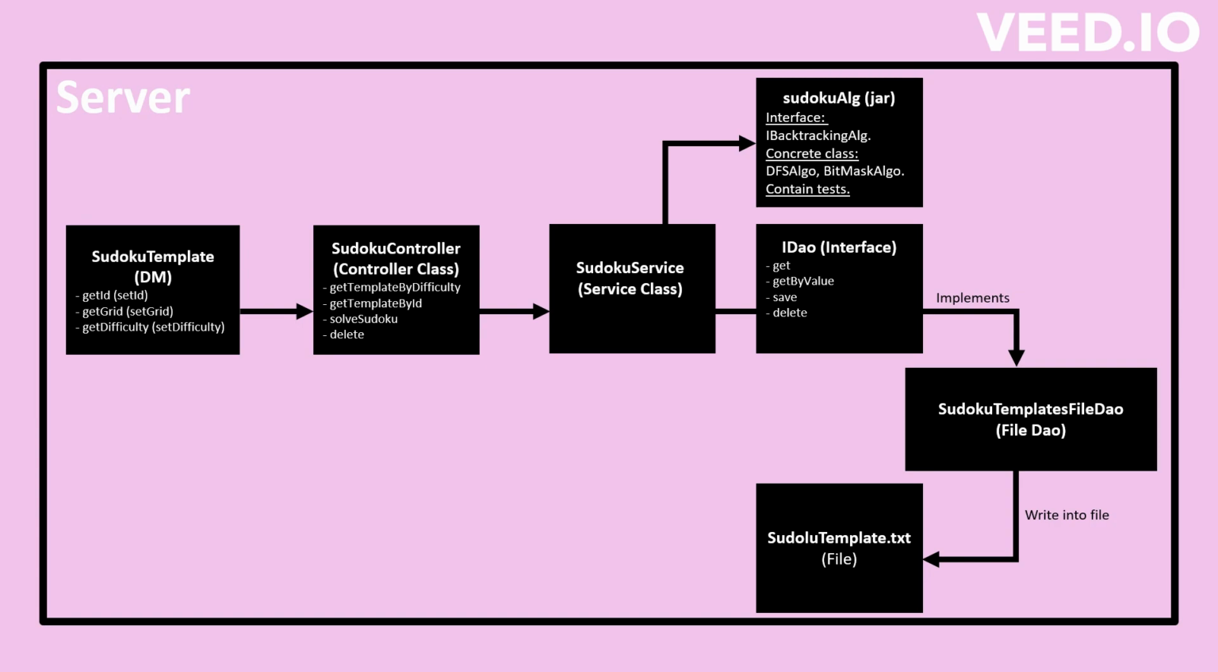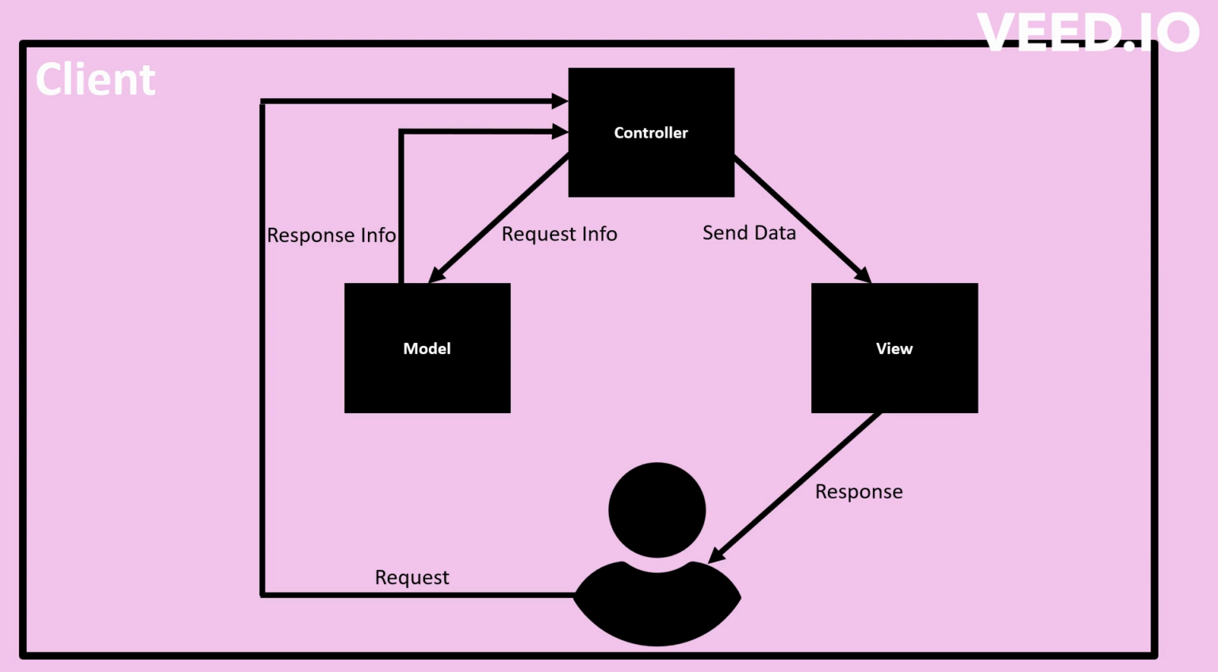Now I will present the client side. As you can see, I used the MVC pattern. The model defines what data the app should contain. In my case, the model contains the solve Sudoku function, get template by difficulty function, get all templates function, and delete by ID function. The view defines how the app's data should be displayed, all the fxml files. The view receives the data to display from the model. The controller contains logic that updates the model and view in response to input from the users of the app.